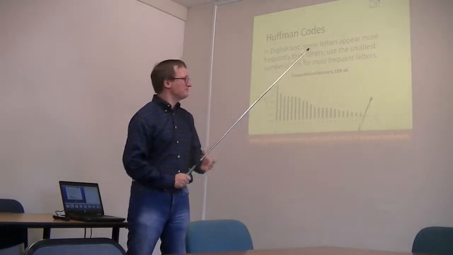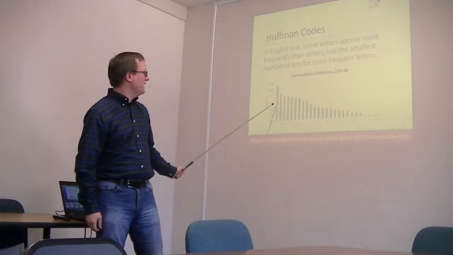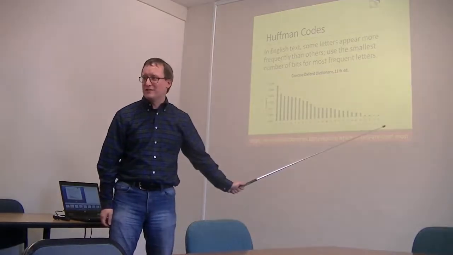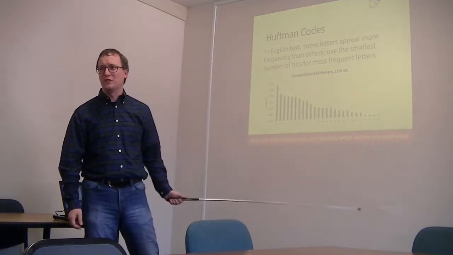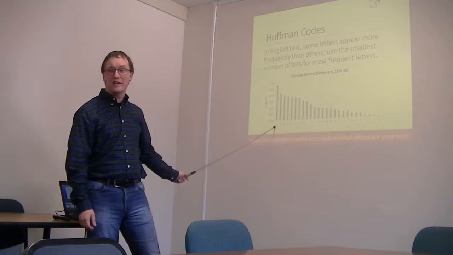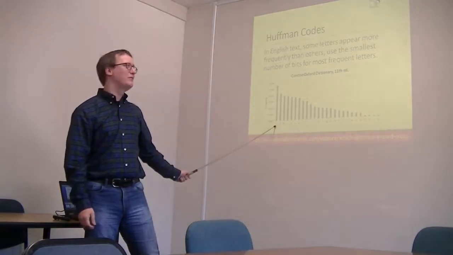That's fine. Okay, so here we have our list of all of the letters as they appear in the Concise Oxford Dictionary. And we see that the most common letter is E. Well, we all knew that.